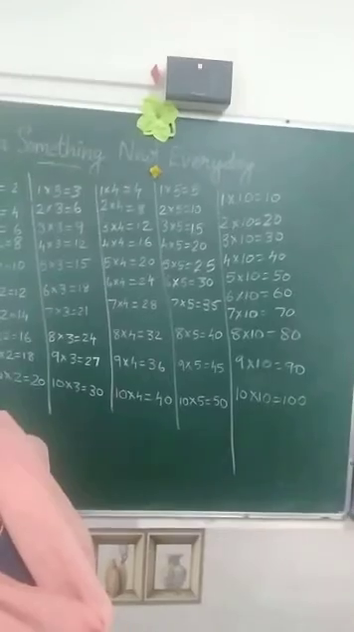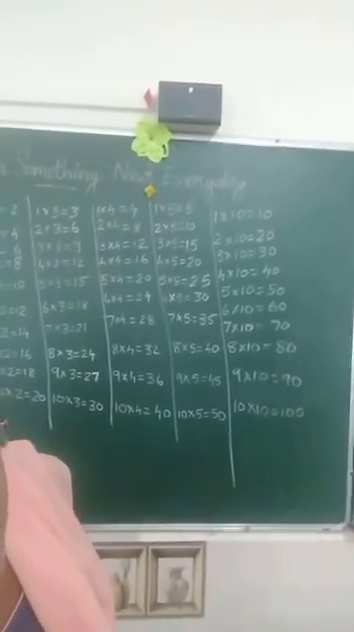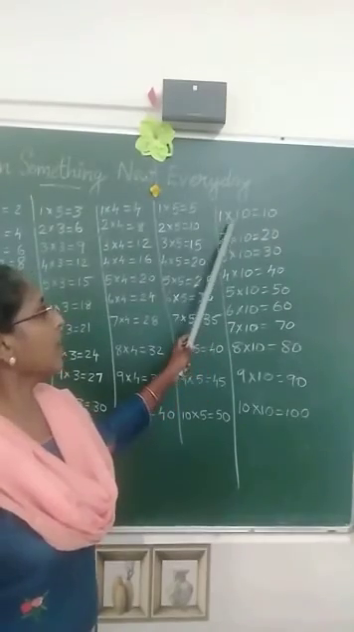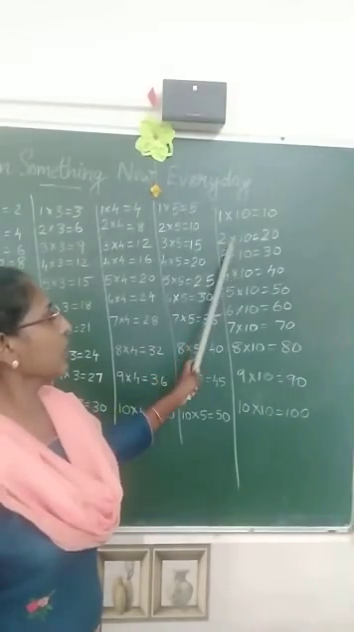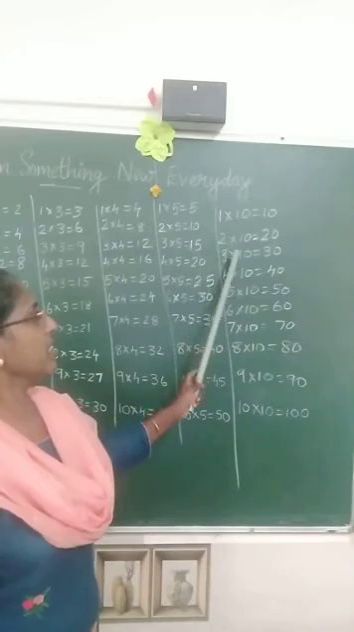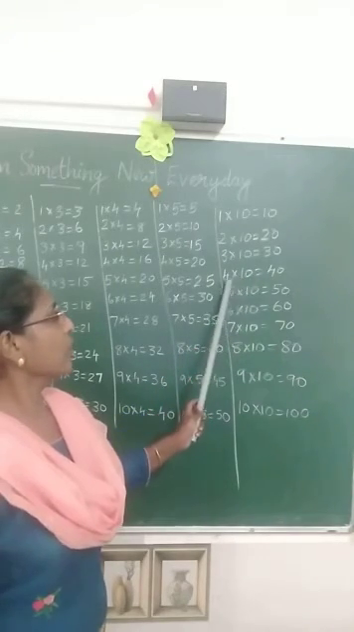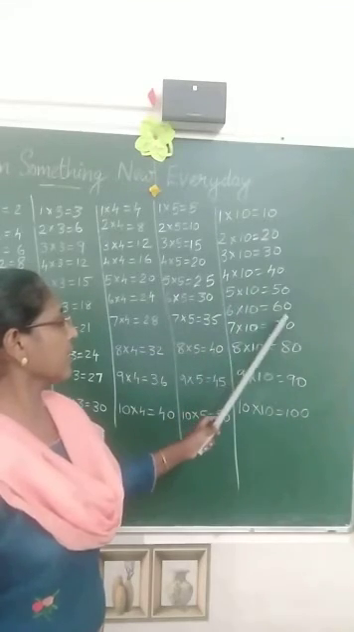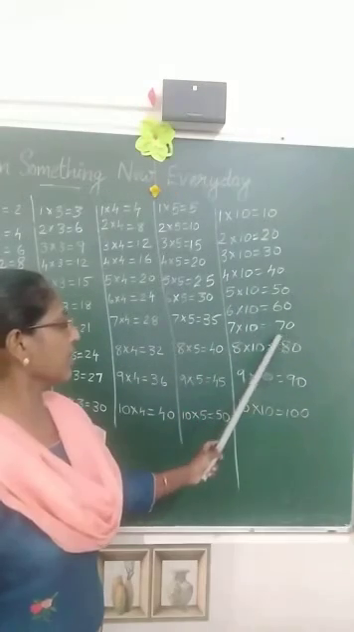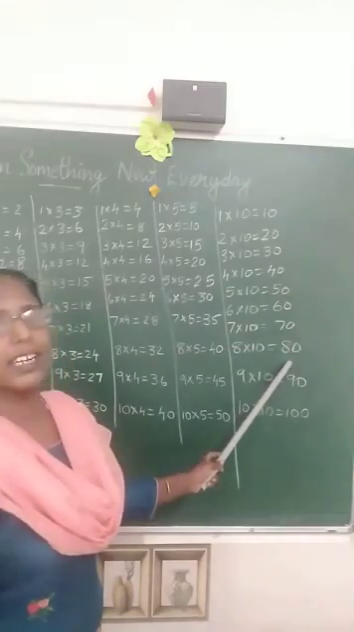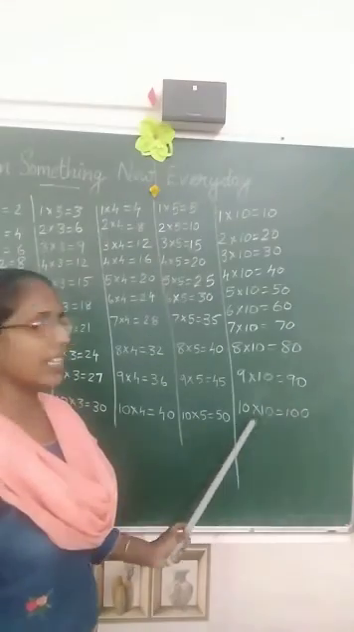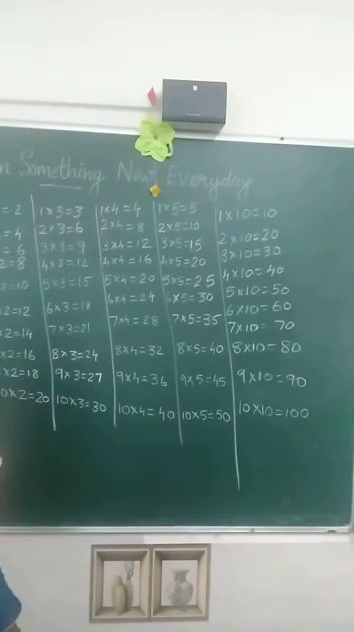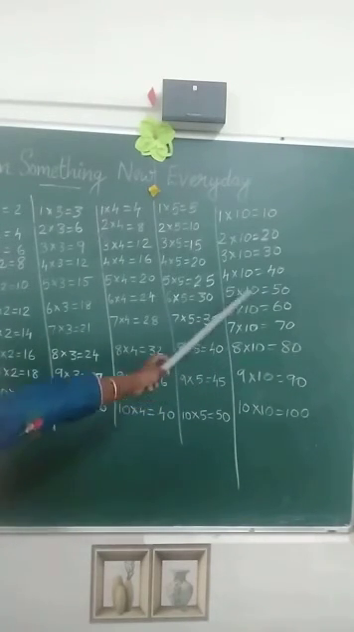And see, I hope now you can see the tens table on the board. And see, this is tens table. And 1 10 is 10. 2 tens are 20. Very easy. 3 tens are 30. 4 tens are 40. 5 tens are 50. 6 tens are 60. 7 tens are 70. 8 tens are 80. 9 tens are 90. 10 tens are 100.